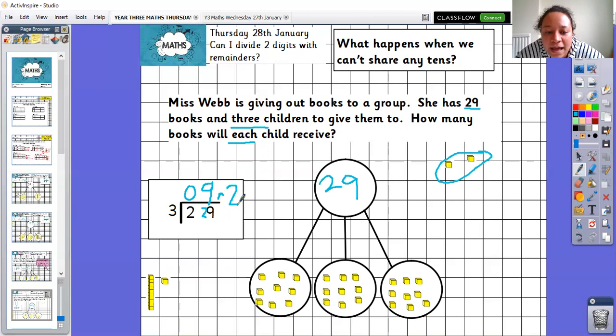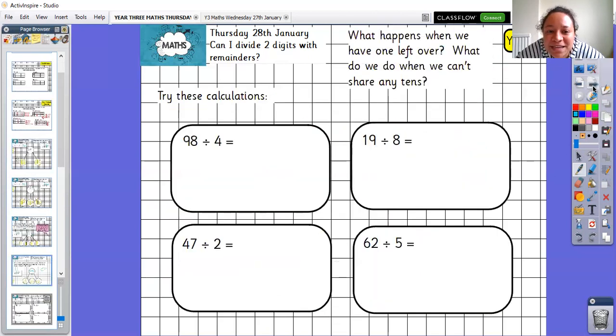That's no problem. And then if you notice down here, it links in because in each part, there are 9 ones. So I've got 9 ones here. And then I had 2 left over, which were my 2 remainders here as well. Okay, well done. I want you to pause the video here and give these a go.